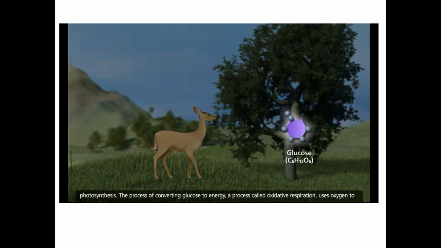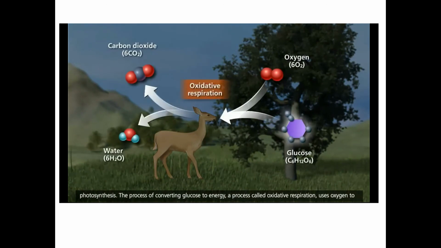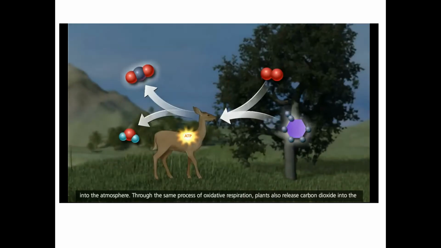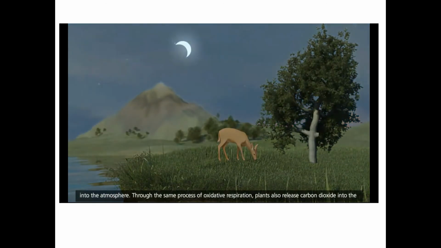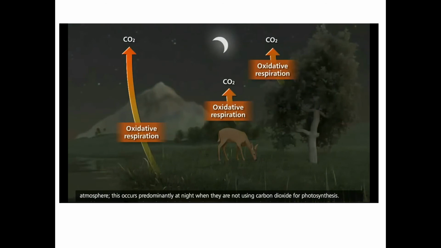The process of converting glucose to energy, a process called oxidative respiration, uses oxygen to break down glucose molecules in cells, ultimately producing ATP, adenosine triphosphate, the energy of most cellular reactions. Carbon dioxide, generated as a waste product of the metabolic oxidation of glucose, is released into the atmosphere. Through the same process of oxidative respiration, plants also release carbon dioxide into the atmosphere. This occurs predominantly at night when they are not using carbon dioxide for photosynthesis.